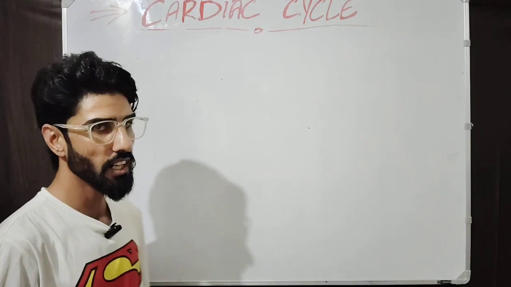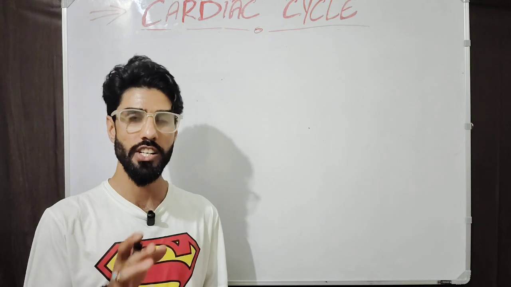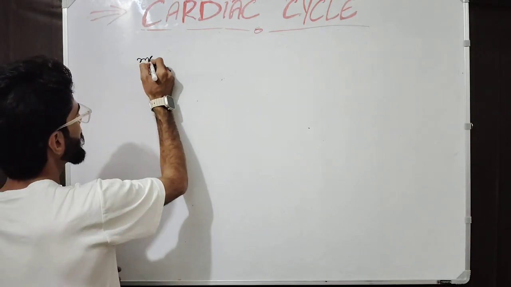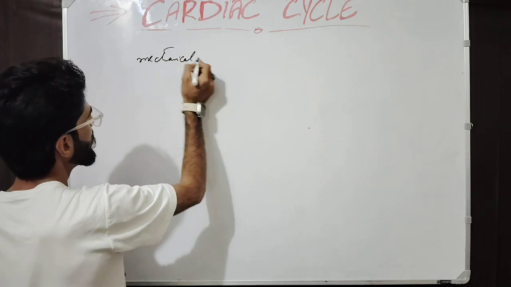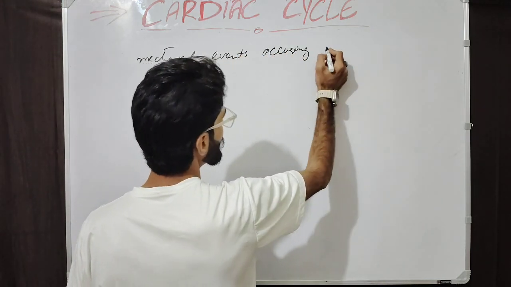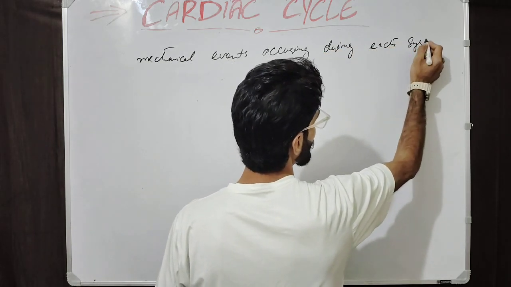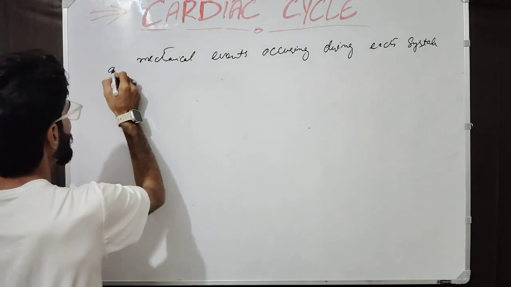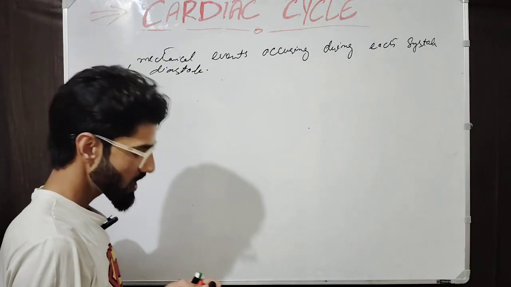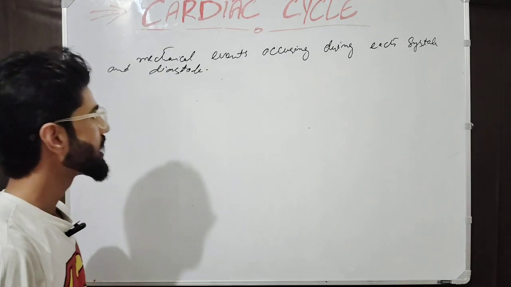What is the cardiac cycle? The cardiac cycle is the mechanical events which are occurring during each systole and diastole. The mechanical events occurring during each systole and diastole.